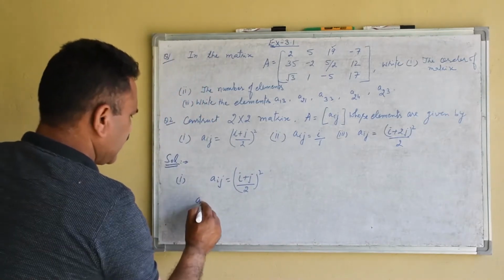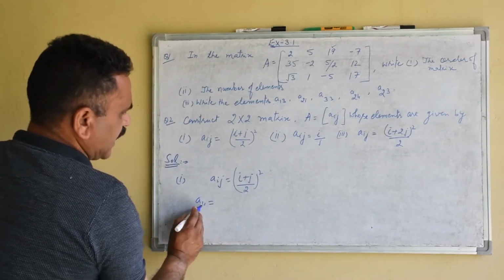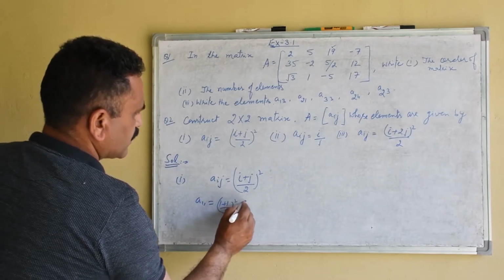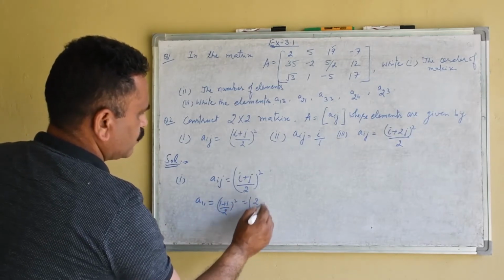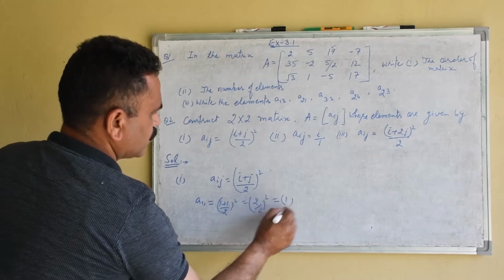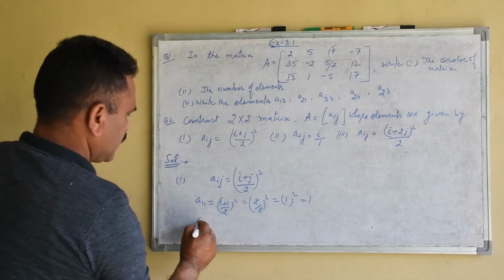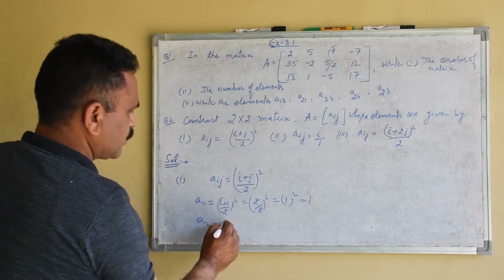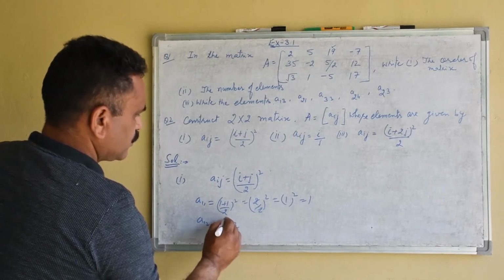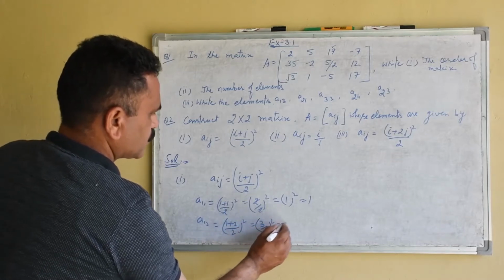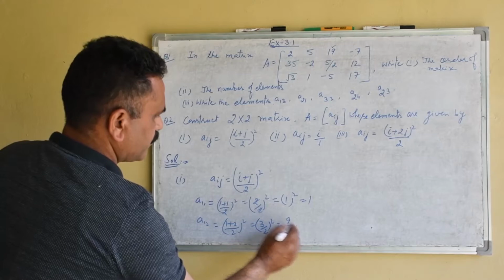So what is A11? Means I is 1, j is 1. (1 plus 1) by 2 whole square, that is (2 by 2) whole square. This cancels, that is equal to 1. A12, I is 1, j is 2, this is whole square, so that is (3 by 2) whole square, so this is 9 by 4.